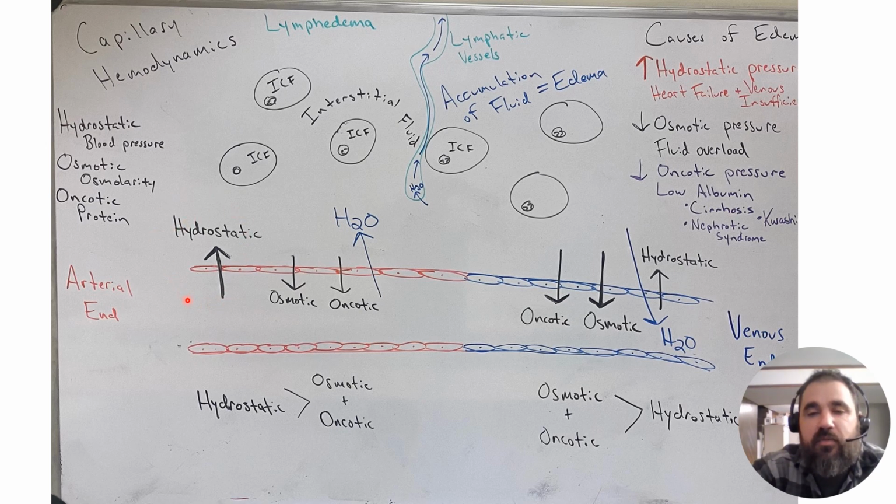Hydrostatic pressure is just the blood pressure. It's literally the pressure in the vessel pushing out against the wall. It's like what your venous or arterial pressure would be. It's always an outward force. We increase hydrostatic pressure, we increase the probability that fluid's going to leave the vessel.